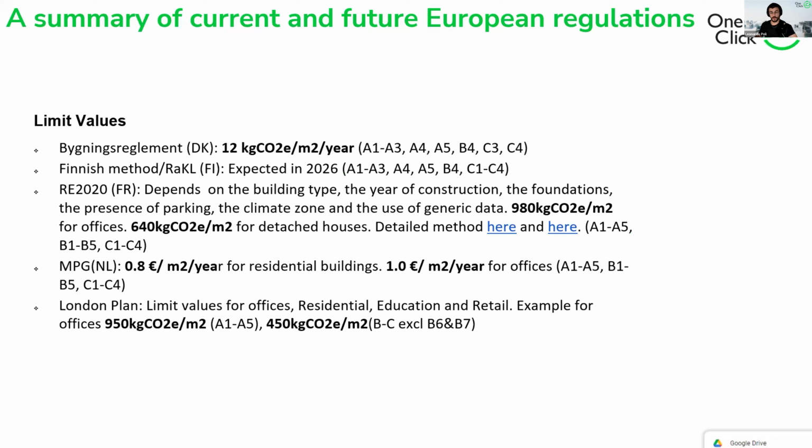Here is a bit of an overview of the limit values. You can see that in Denmark, we have 12 kilograms of CO2 equivalent per meter squared per year, and reported we have the life cycle modules included. Finnish method, we already mentioned that has limit values, and that's correct, but is actually expected to be implemented from 2026. So just something to be aware of, much like the Part Z regulation that's going to be in place in the future. It's good to be aware.